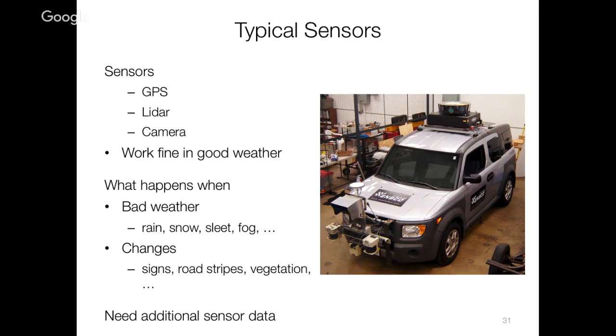It actually works pretty well in fine weather, but when you've got any kind of an optical sensor, things can become difficult if the situation changes. If you have bad weather, rain, snow, fog, sleet, whatever, or if you've got some changes in the upper structure, road signs have changed, or somebody repainted the stripes, or vegetation, all those things could deteriorate your ability to locate where you are. So there's always a need for additional sensor data.